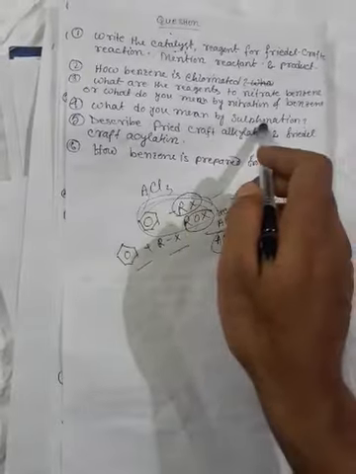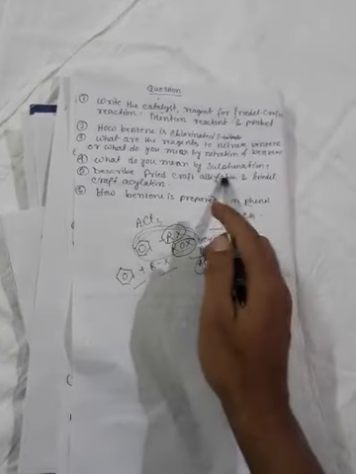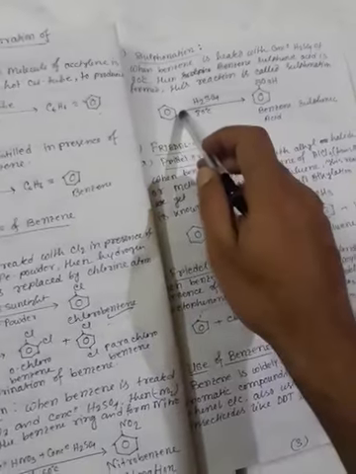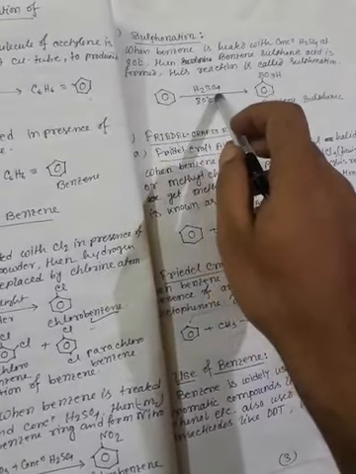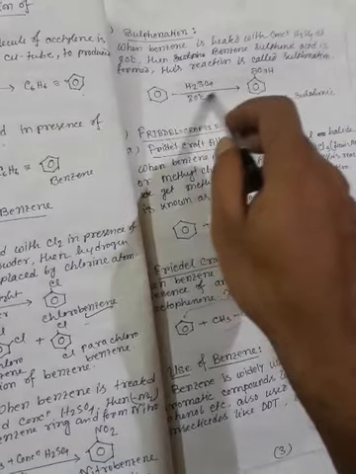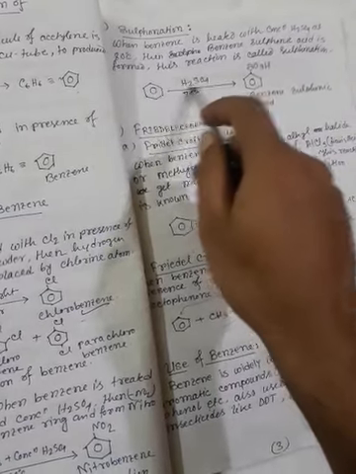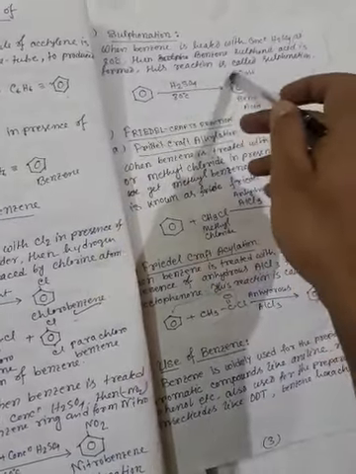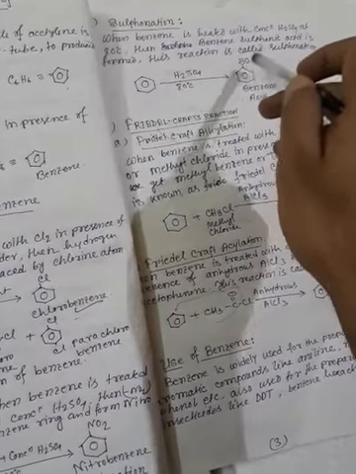What do you mean by sulphonation? In sulphonation, the sulfonyl group enters the benzene ring. When benzene is heated at 80 degrees centigrade in presence of concentrated H2SO4, then the sulfonyl group enters the benzene ring and we get benzene sulfonic acid. This is known as sulfonation of benzene.